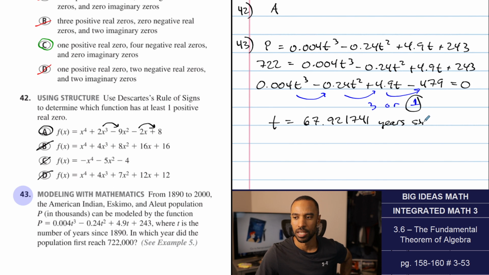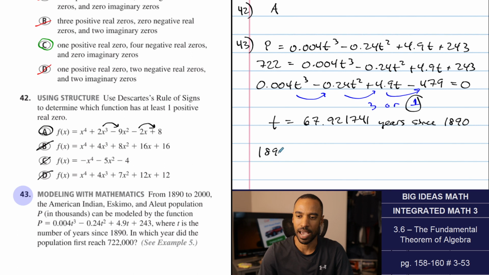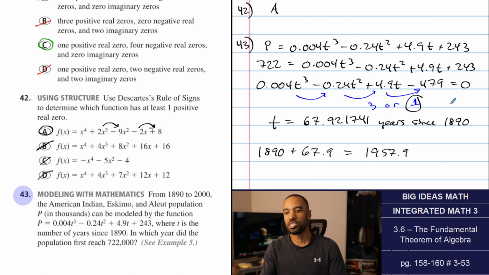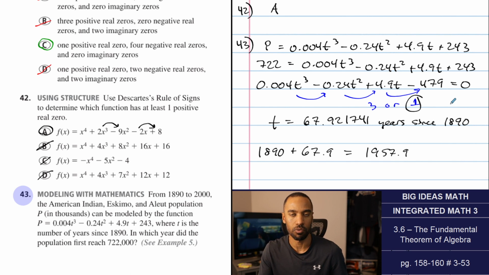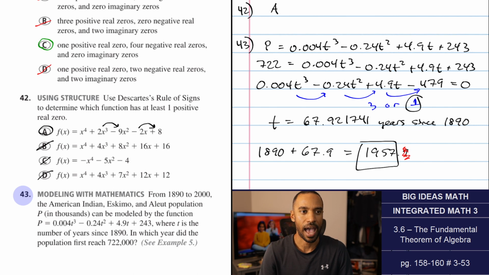Now, what does this matter for us? This is the number of years since 1890. They said, in which year did the population first reach 722,000? When you do 1890 plus 67.9-ish, you get 1957.9, whatever. That means it was in the year 1957, right? You don't round up to 1958. It didn't yet reach 1958. We're still in this other year. So the year, in this case, is 1957 in which that happened, because it's that many years after the fact that occurred.